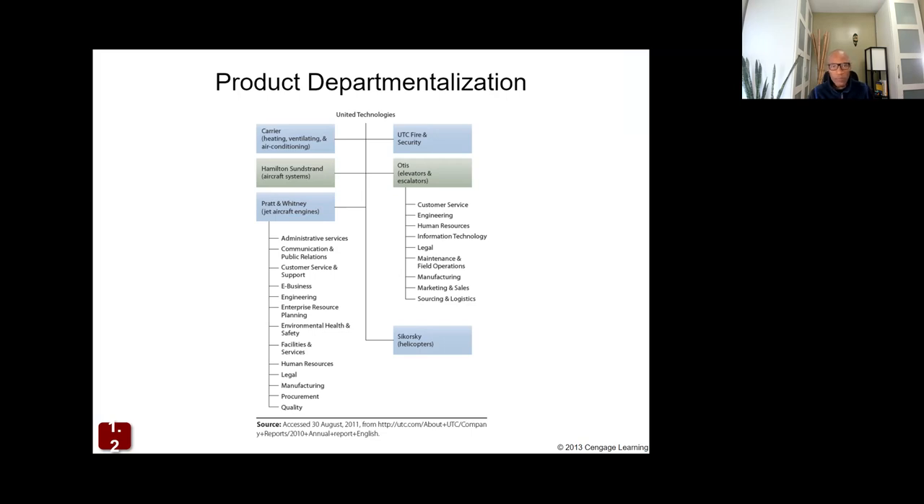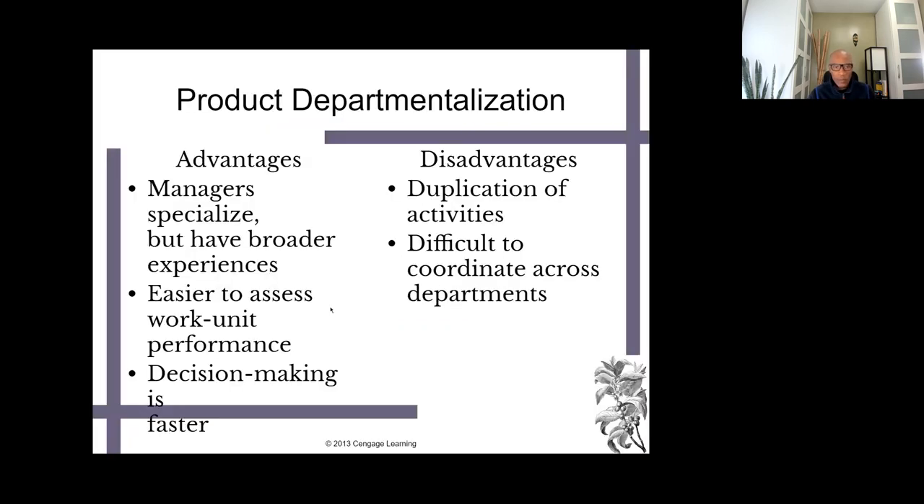Product, the same categories of things are going on, but you're basically looking at, okay, how do we organize it from a product standpoint? And again, we look at some advantages and disadvantages, and you might see some similarities here where decision making is faster, easier, as opposed to the disadvantage might be difficult to coordinate across the different departments.